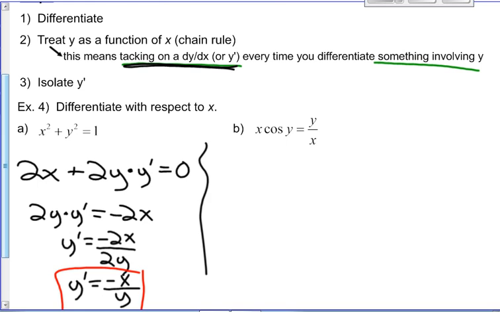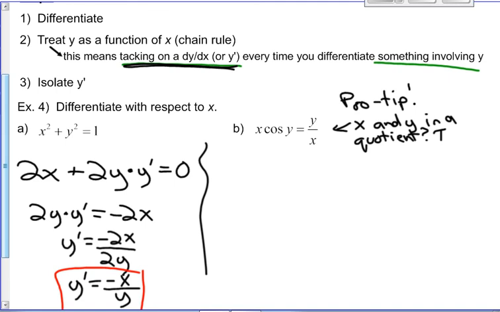Okay, the next one, we'll try the same thing. Here's the pro tip. When we see x and y in a quotient, we want to try to rewrite.